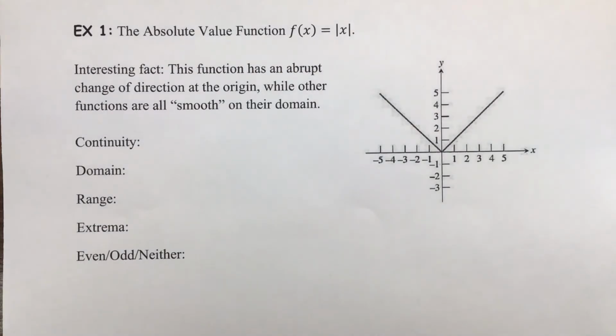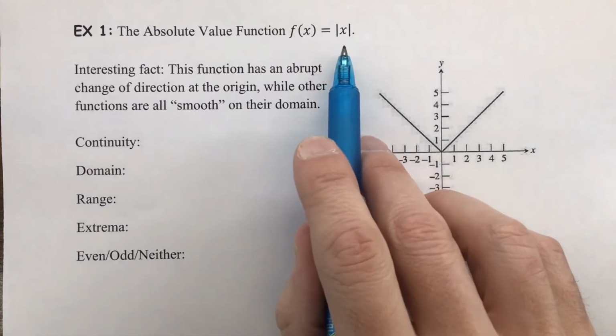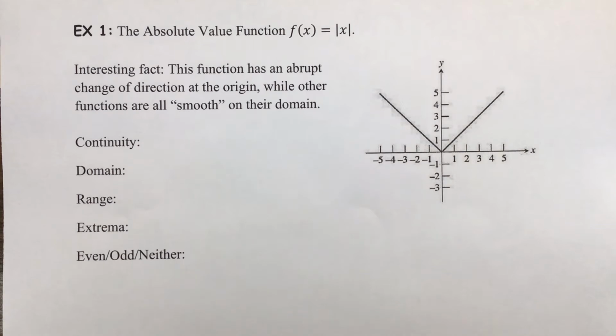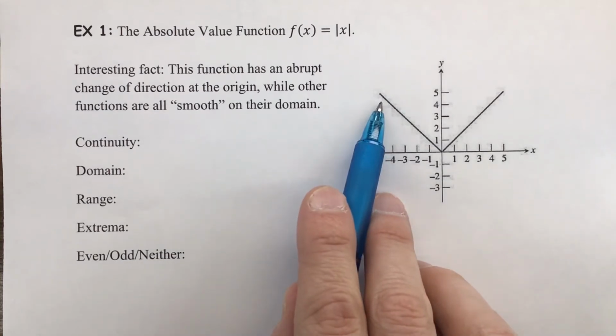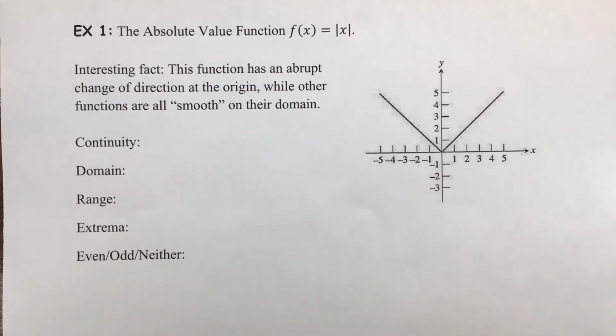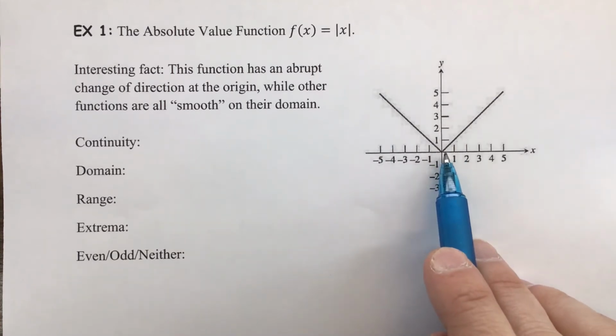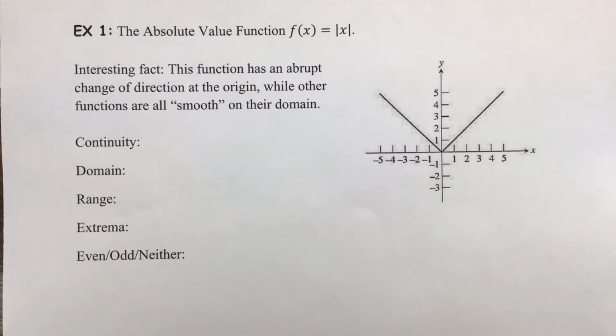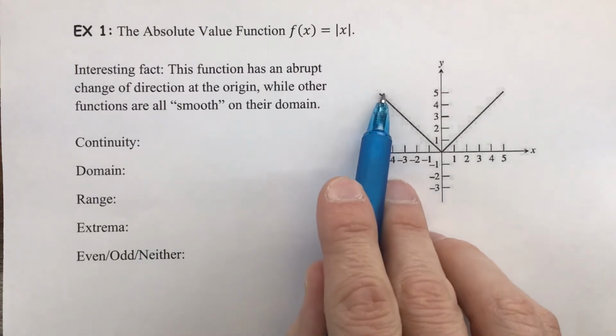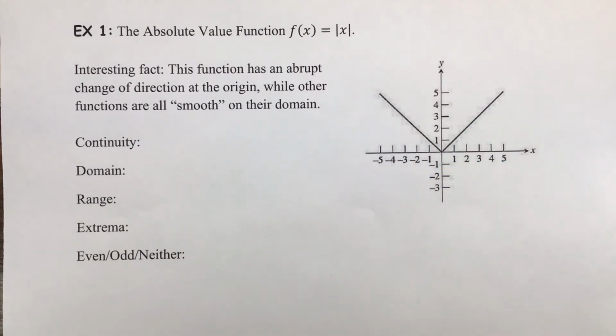Example 1, the absolute value function, f of x is equal to the absolute value of x. This notation you should already be familiar with. Interesting fact, this function has an abrupt change of direction at the origin. For the most part, you can look at the left side of the graph as being the line y equals negative x. At the origin, it switches directions abruptly and becomes the equation y equals x. All other functions that we would look at will be smooth on their domain. So this is the only graph that has this sharp turn within it.